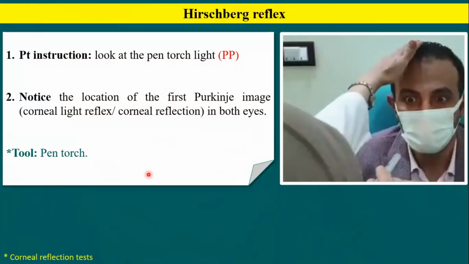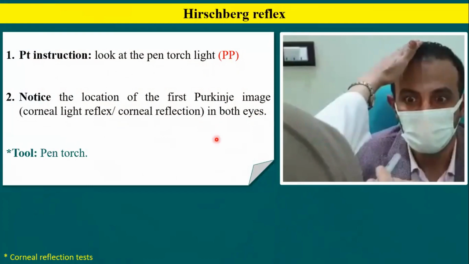You have to carefully notice the position of the cornea reflection, the first Purkinje image. If it is in the center of the pupil of each eye, this means there is no manifest strabismus at that point, at that distance. So let's recap the information once more. We have the patient instruction here: look at the pen torch, or the light of the pen torch, at the primary position. What shall you do? You should notice the location of the first Purkinje image. We can say corneal light reflex or corneal reflection in both eyes.